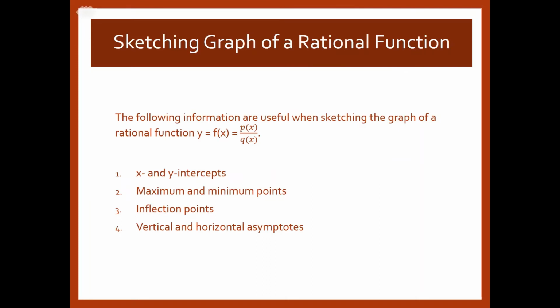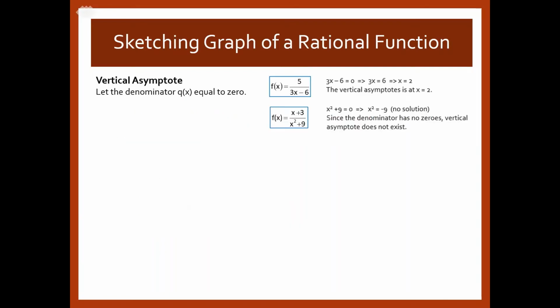When sketching the graph of a rational function, besides the x and y-intercept, maximum and minimum points, and inflection points, we also need to identify the vertical and horizontal asymptotes, if any. To find the vertical asymptote, let the denominator q(x) equal to 0. Refer to the first example, f(x) equal to 5 over 3x minus 6.